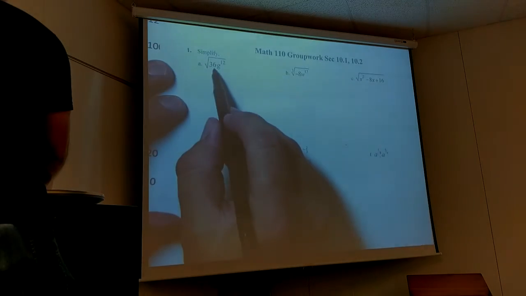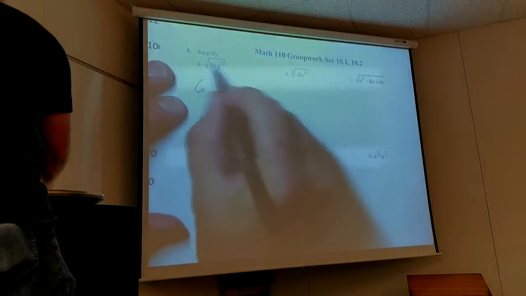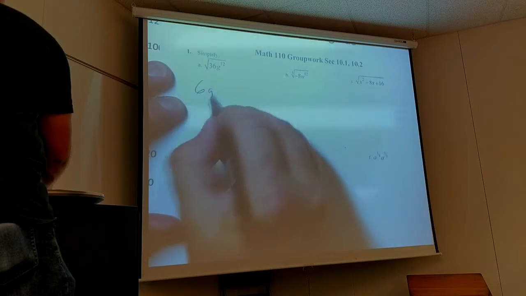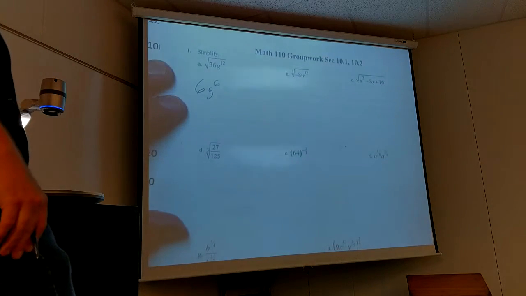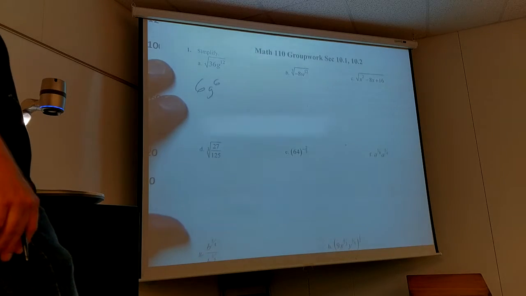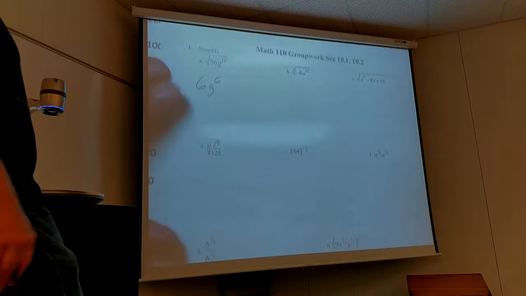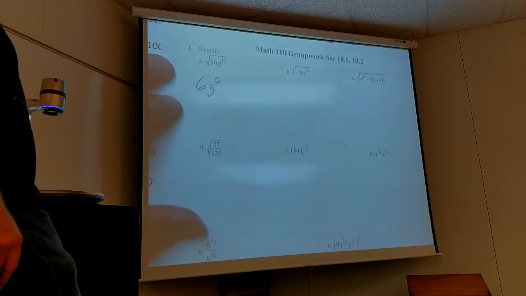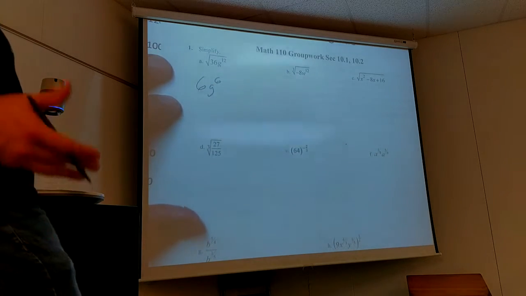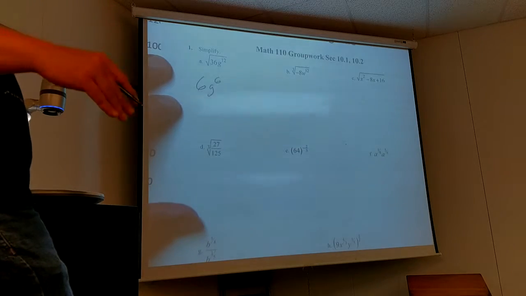Square root of 36. 6. Cut G12 in half. Do you really need absolute values? No. If you put them there, I'm just going to put a note. I'm not going to take points off because it doesn't change the answer. But see how G to the 6 can't be negative? So you don't need absolute values. If you put them, you're okay.